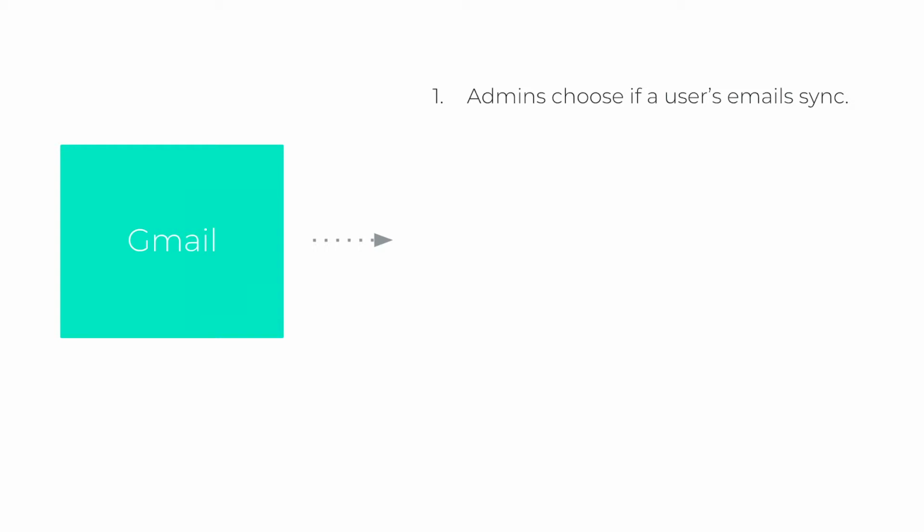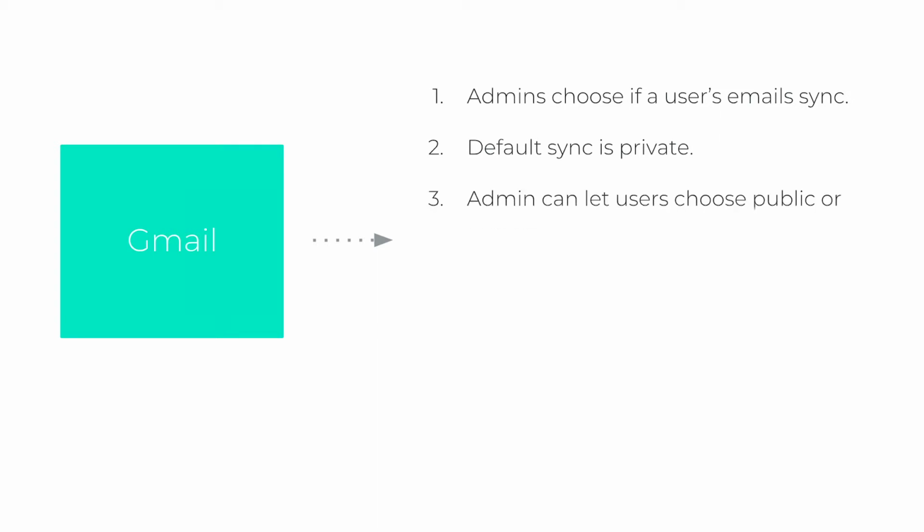Your admin will choose whether your Gmail syncs to Copper when they add you as a company user. Most likely, they'll choose to sync your emails in. We already know the default visibility setting for emails syncing into Copper is private, but the admin can choose to set it as a user's choice. We'll see what that setting change looks like in just a moment.